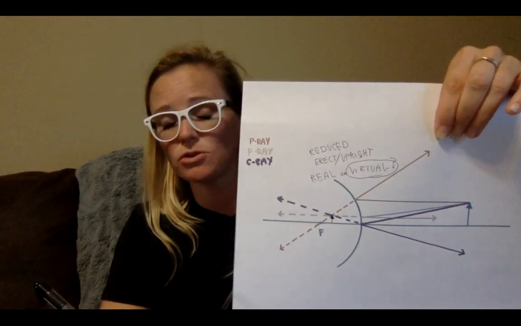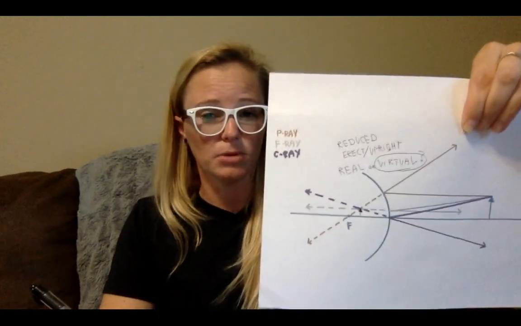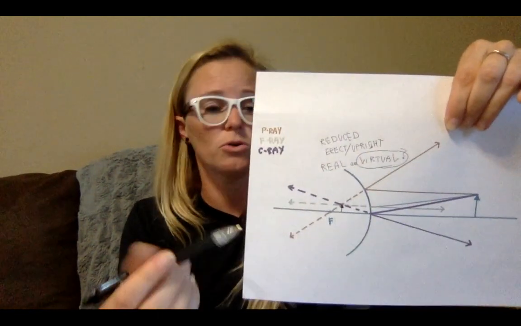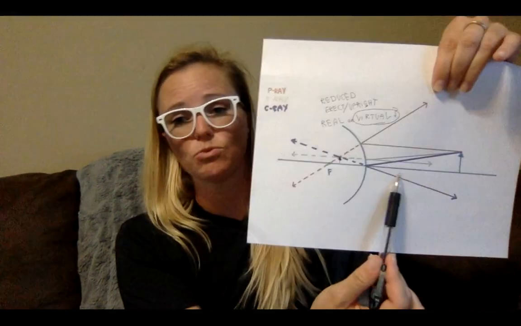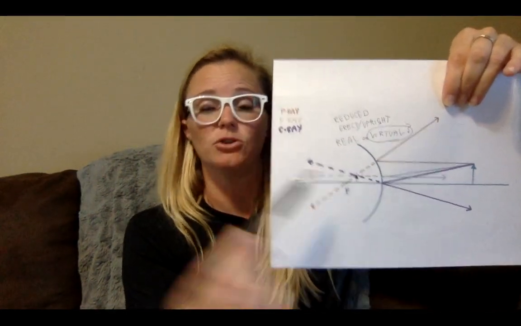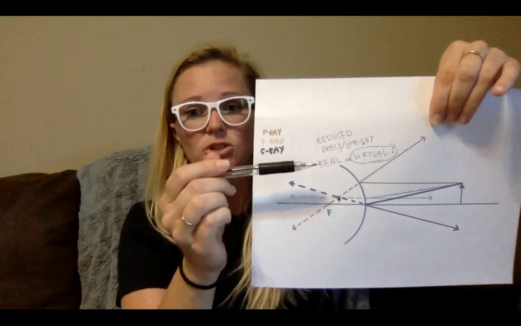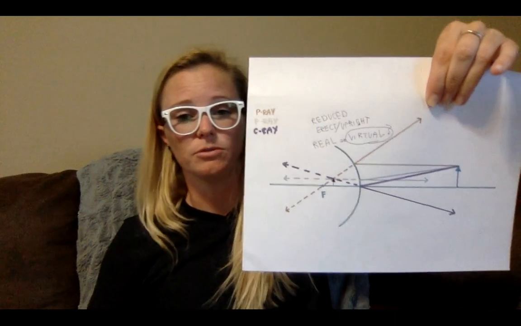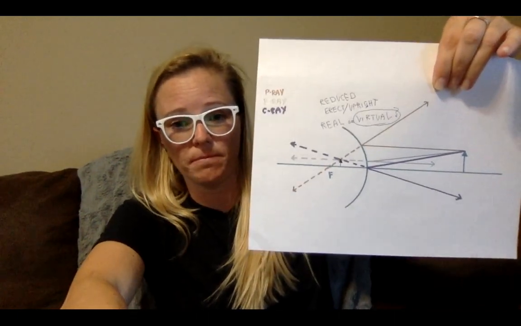So all your convex mirrors, very, very simple. There's no ifs, ands, or buts. There's no worry about where it's on the focal. Doesn't matter where I put this object, 50 feet away, really close to it, doesn't matter. You will always get a reduced, erect or upright, and virtual image. So that is our ray diagram.